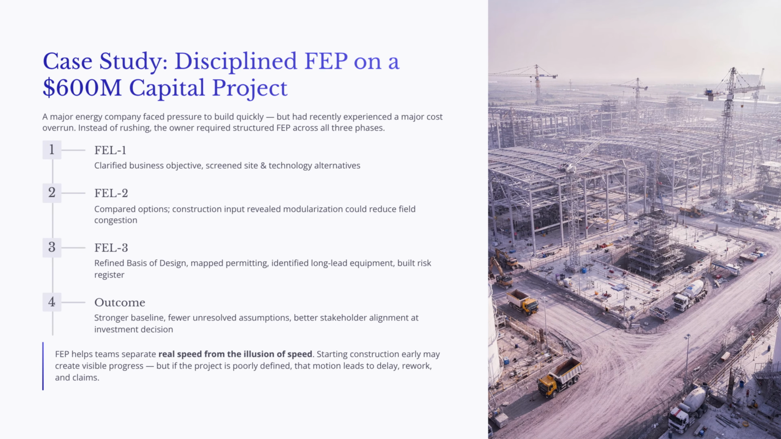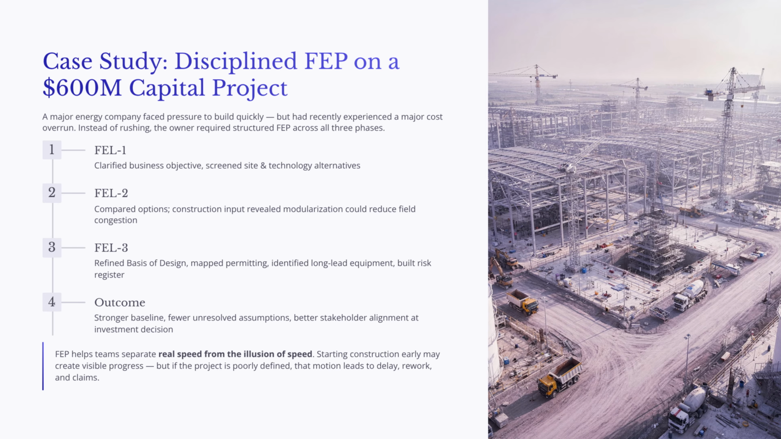Let's close with a case example. In this scenario, a major energy company considered building a $600 million processing facility to meet growing market demand. Executive leaders wanted to move quickly because competitors were entering the same market, but the company had recently experienced a major cost overrun on a similar project. This created a familiar tension. The business needed speed, but the project also needed stronger definition before major capital could be responsibly committed.